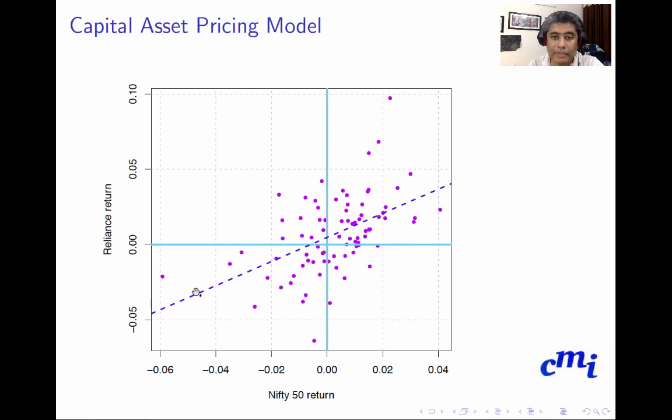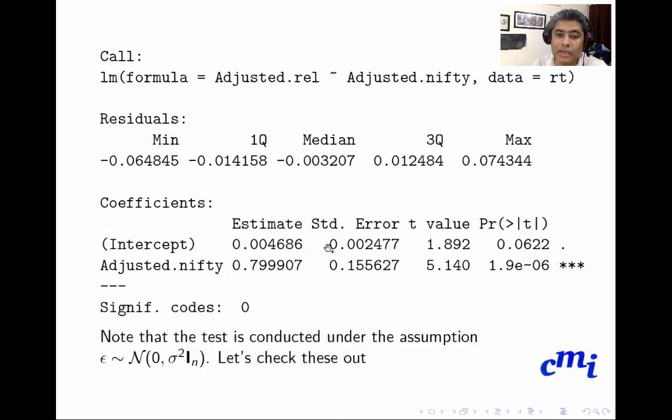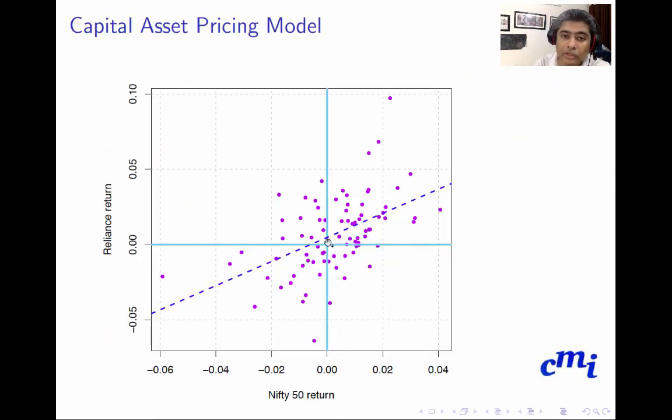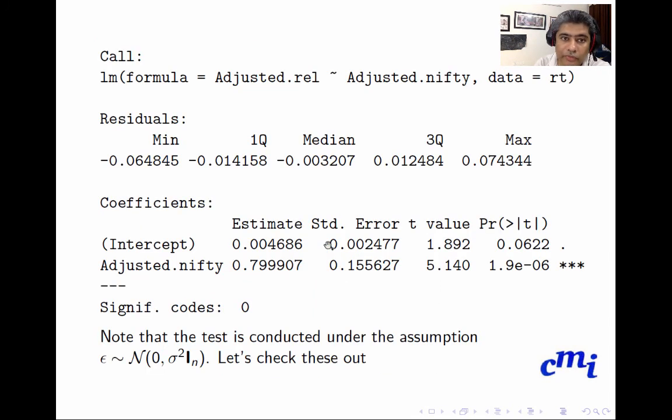Here is the capital asset pricing model, alpha plus beta times the market return, and clearly there is a positive association between market return and the Reliance return. You can see this line is not passing through zero, so that means alpha is not really zero. Alpha is a little over zero, the alpha is a bit positive. And here is the value of alpha. Alpha is 0.0046 and beta is 0.79, or effectively 0.8.